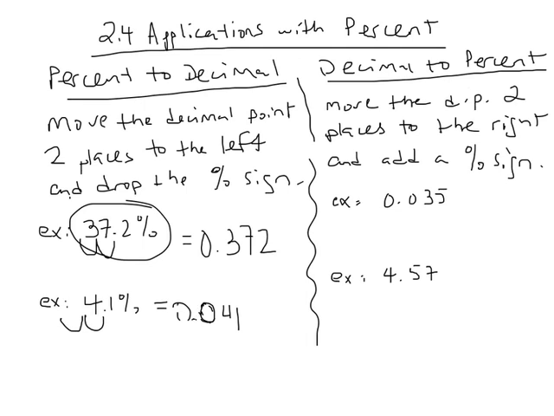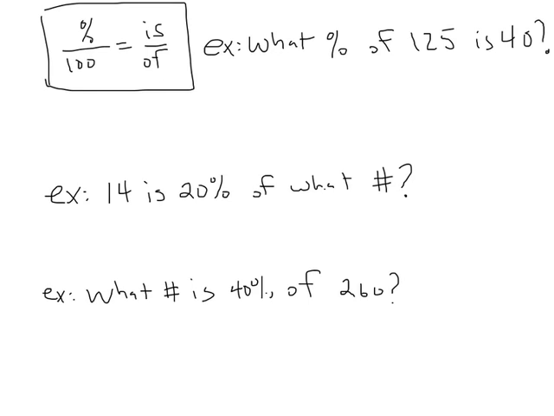When we go the other way, decimal to percent, we're going to move the decimal point 2 places to the right, and we're going to add a percent sign. No surprise. So here, 0.035, once, twice, we end up with 3.5. The decimal point has gone 2 places to the right, and we add a percent sign. When we move it 2 places to the right here, it goes to the right of the 7, so we end up with 457%. Pretty easy.